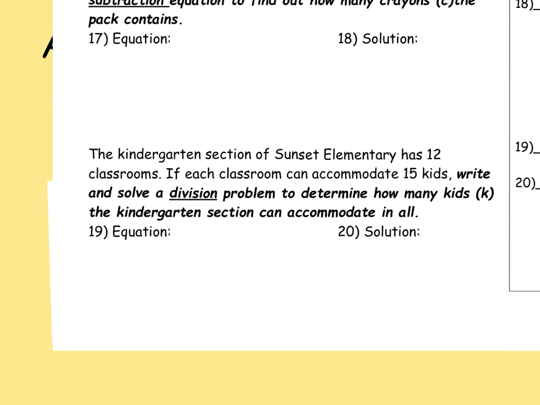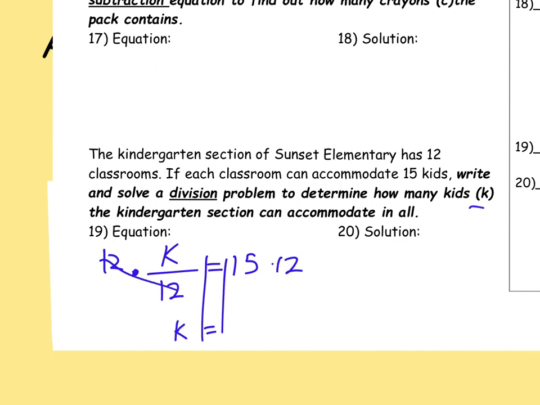Well, we don't know the total amount of kids, and we want to call it K. So I'm going to start right there. I have K, and I know that I'm putting them in groups of 15. So, I'm sorry, groups of 12, because there's 12 classrooms. So we're going to go K divided by 12 equals 15, because I know there's 15 in each classroom. So now I'm going to times by 12 to get the K by itself. So times by 12 on this side.